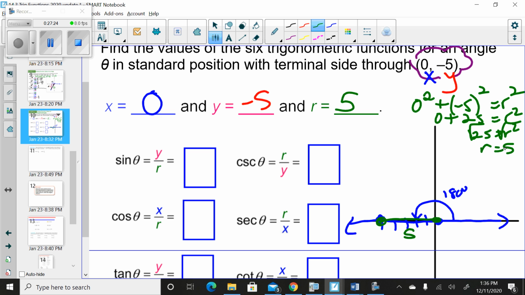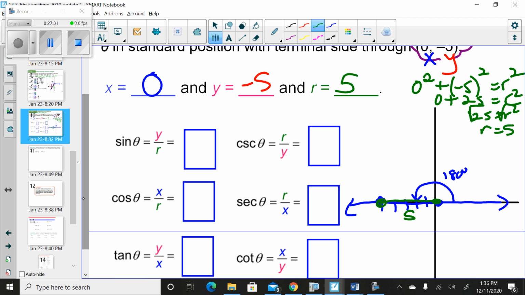So you still have x, y, and r. So we still should be able to find those, even if we don't necessarily think of it as opposite, adjacent, and hypotenuse. So it might be better to think of this one as y and r and x when we write our ratios. Okay, so what would sine be at this location then? Well, it's going to be y over r. So y is -5, and the radius is +5.